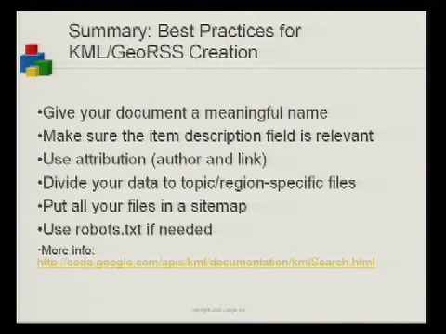That's one of the signals that we're going to use for our indexing. Make sure that the item description field, which in KML is the description element, is relevant to whatever you would like it to be for searching. Use attribution, the author and link tags. Divide your data into topic or region-specific files so that it's easier for us to index and find things that are contextually relevant. Put all your files into a sitemap and use robots.txt if needed.